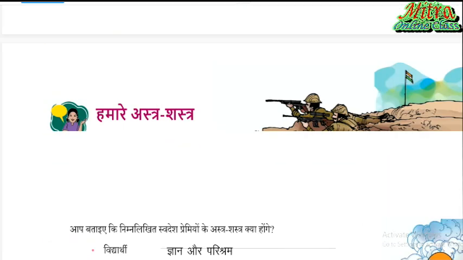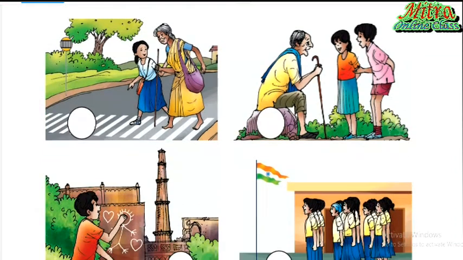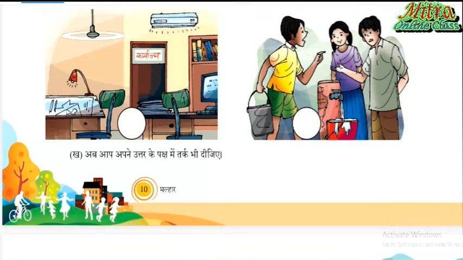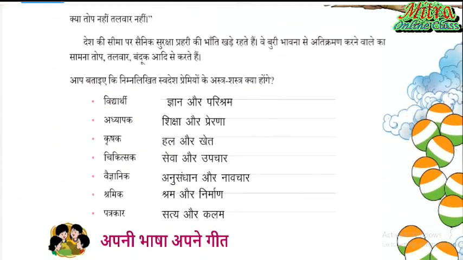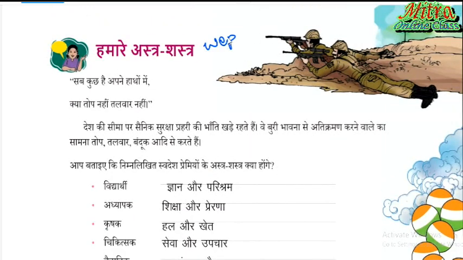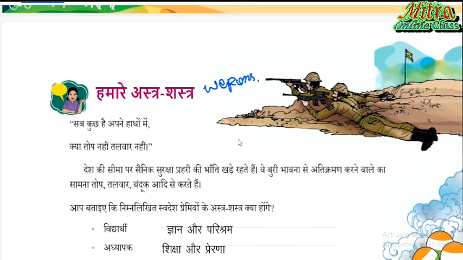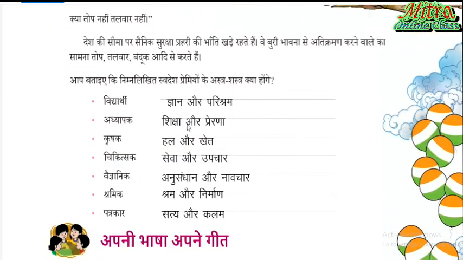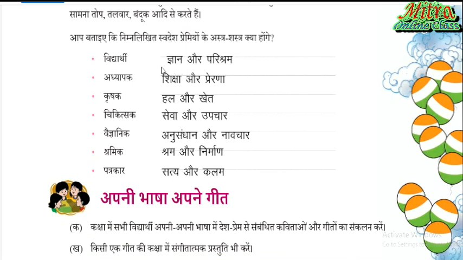Astra Shastra, weapons. In this lesson they learn about the weapons of countries. तोप का क्या काम जब तोप नहीं हो या तलवार नहीं हो. So here the exercise says as persons we also have some specific weapons. That's what they ask. So first, Vidyarthi, ज्ञान और परिश्रम, the weapons for the students, knowledge and hard work. शिक्षक, teachers, शिक्षा और प्रेरणा, education and inspiration. किसान, farmers, हल और खेत, hal means plough, and fields.